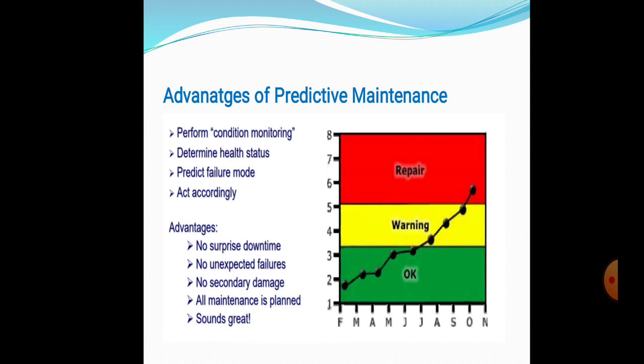Look at the graph here. The graph shows that first the condition is okay, then we get a warning that something is going wrong, and after that we have to repair. These are the stages you follow during predictive maintenance. The advantages are no surprise downtime and no unexpected failures. We may not get unexpected failures because of the warning, and during that time we repair things. So there is no secondary damage, which is quite an advantage. All maintenance is planned, so there is no damage or failure, and the machine sounds like a good performing machine.